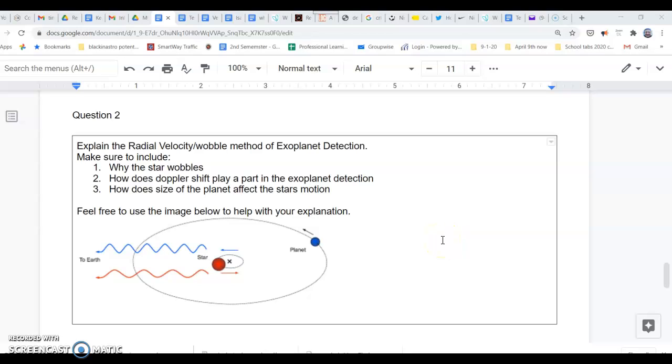Alright, so another way that we can detect exoplanets is through radio frequency. When two objects orbit each other, they actually orbit around the point of the center of mass. So yes, the star is so much bigger than the planet, and so it looks more like the planet's orbiting the star, but because the planet does have mass, it causes the star to wiggle or wobble a little bit.